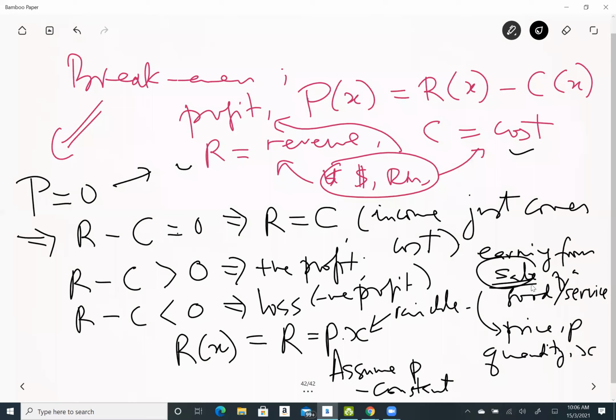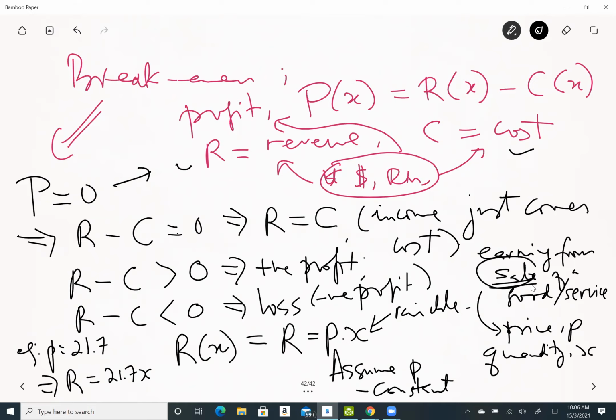So the P is a constant. That means P can be a number, right? For example, the price can be equal to say 21.7. That means we sell the product at 21 ringgit 70 cents. So what is our revenue? Then revenue is equal to 21.7 multiplied by X. So you got 21.7X. So that is revenue. So that is a linear revenue. Okay, any question about that?